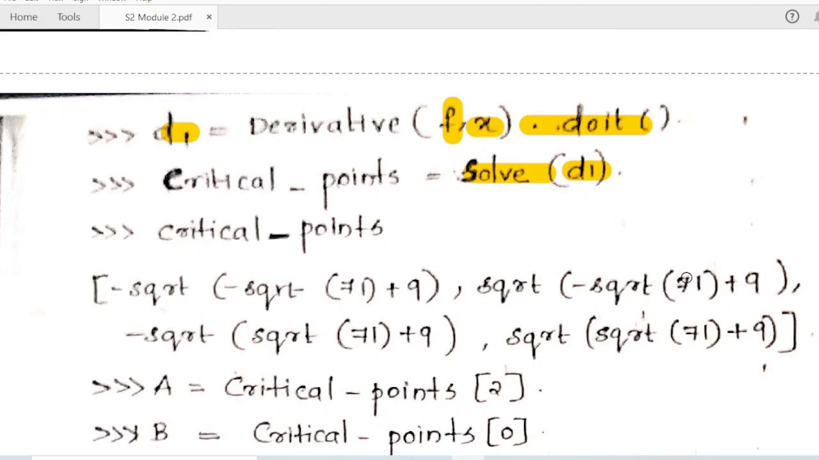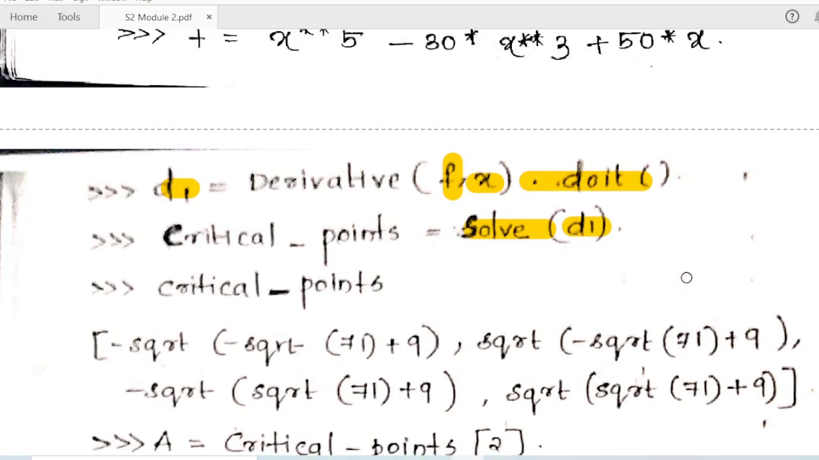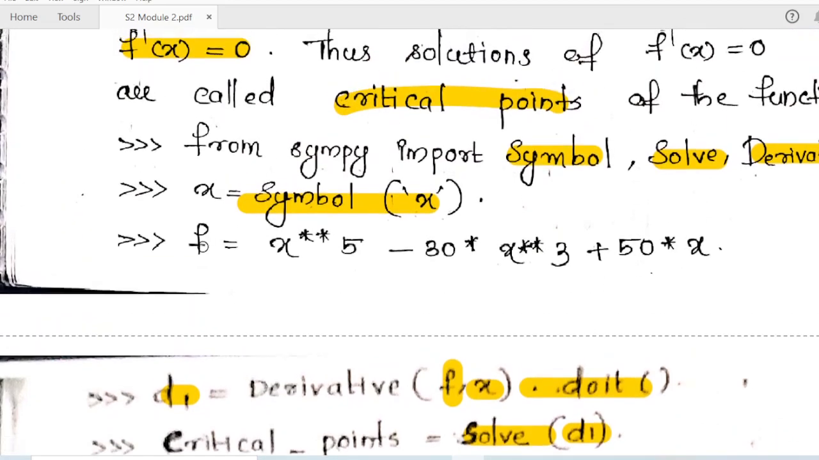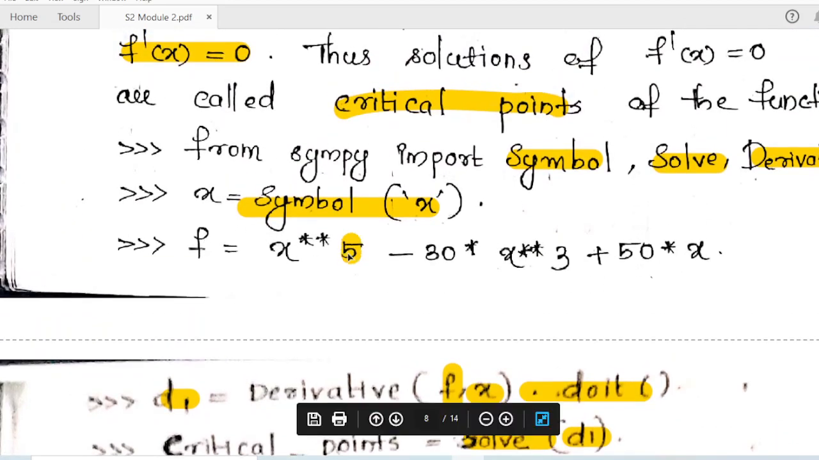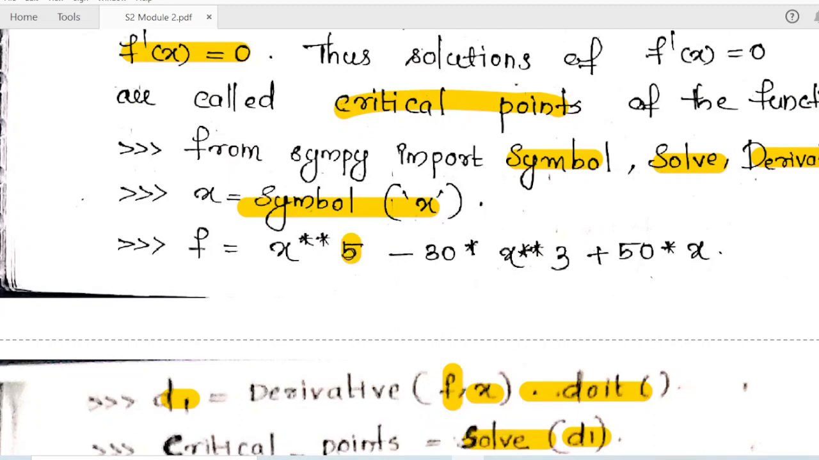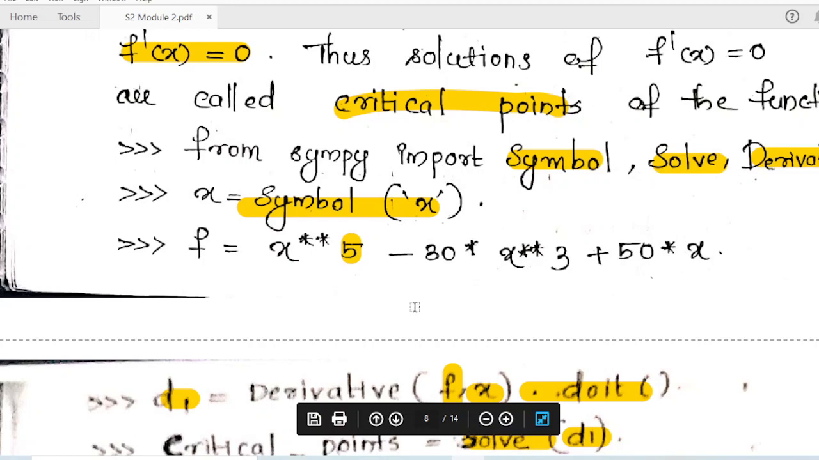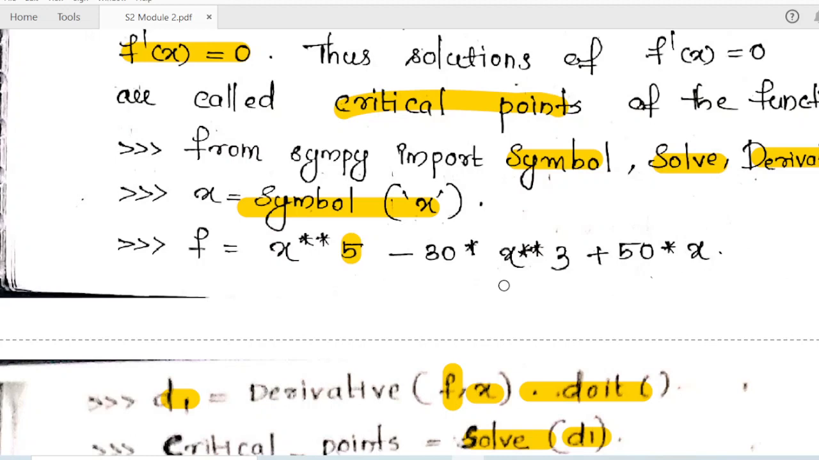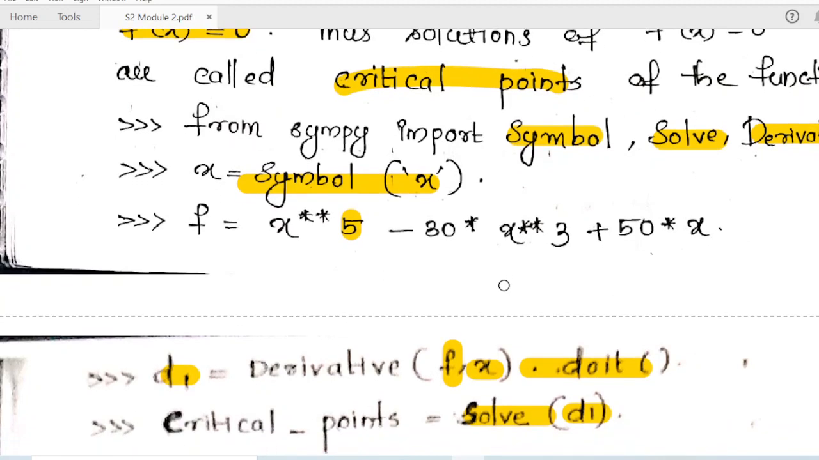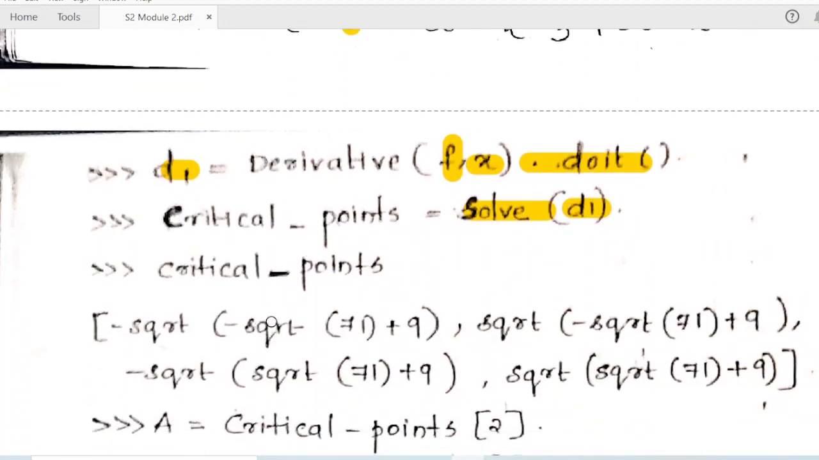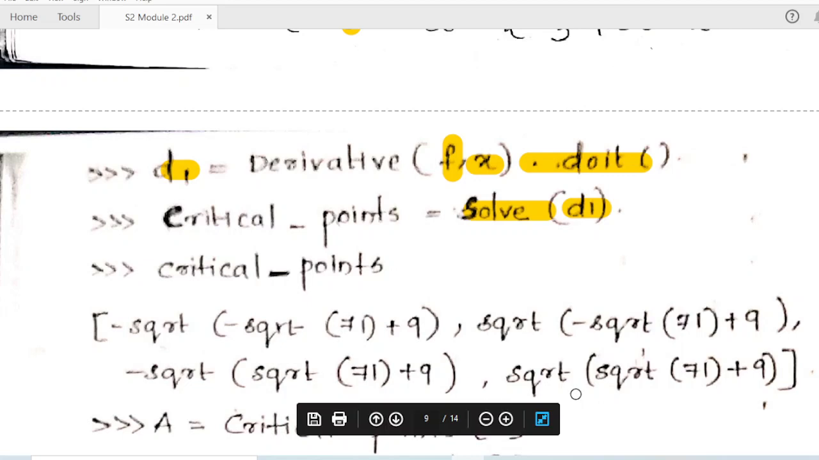I said f dash of x equal to 0. Here we can see that this is our function f, a fifth degree polynomial. If we differentiate it one time, the derivative becomes a fourth degree polynomial. To find critical points, we need to equate that to 0. The solution of a fourth degree polynomial means there are 4 roots. So ultimately, the critical points are 1, 2, 3, and 4.